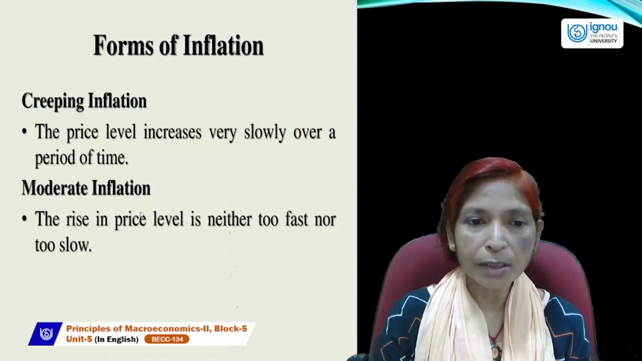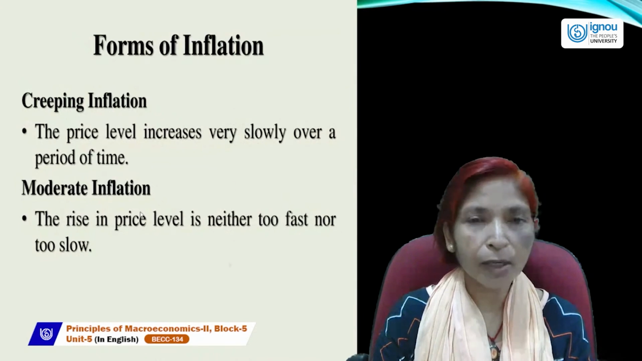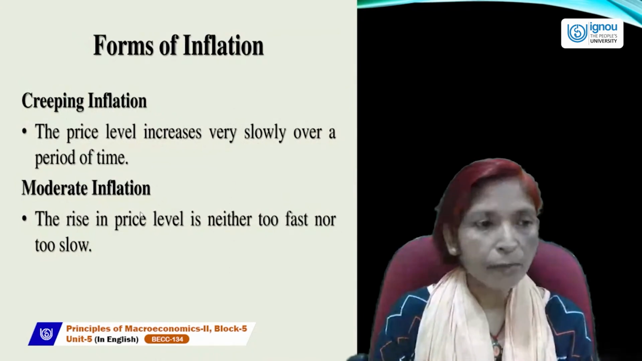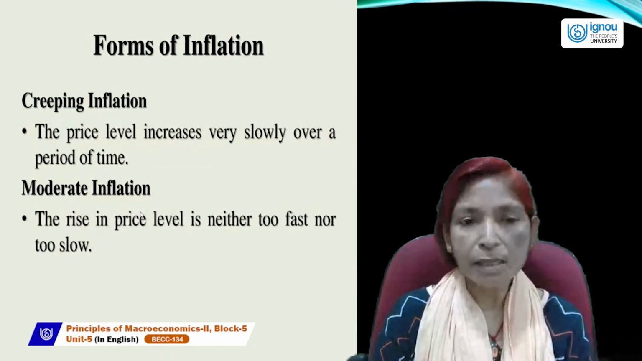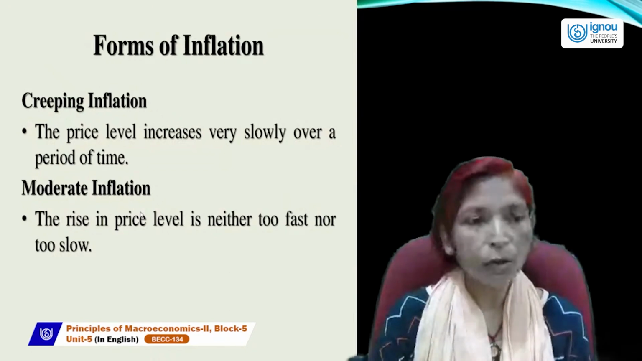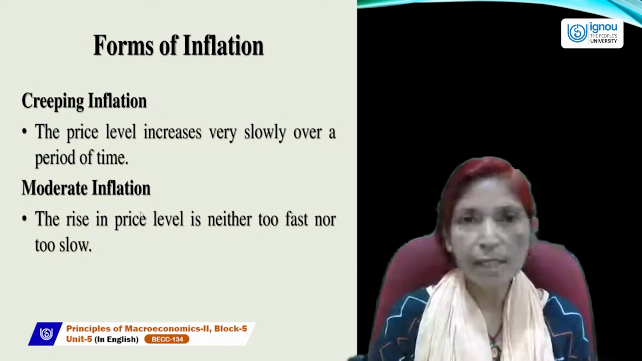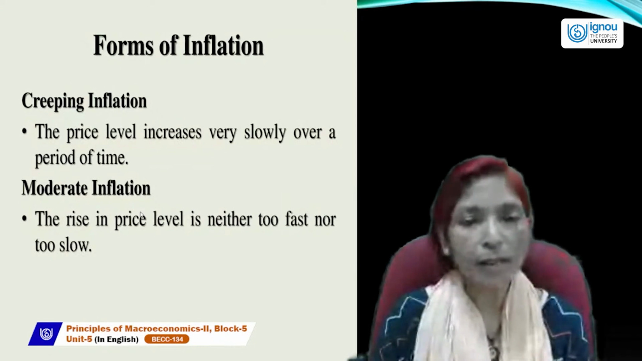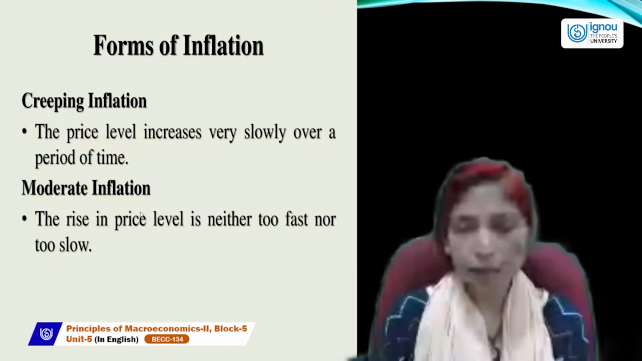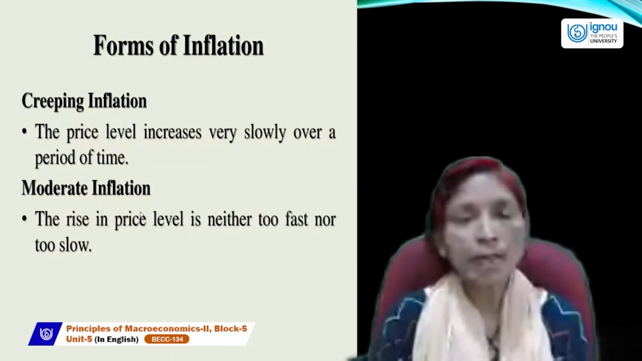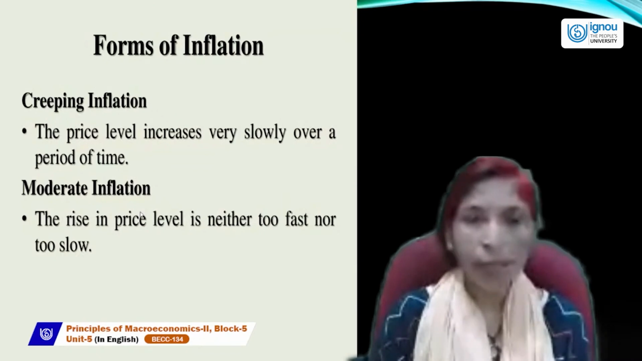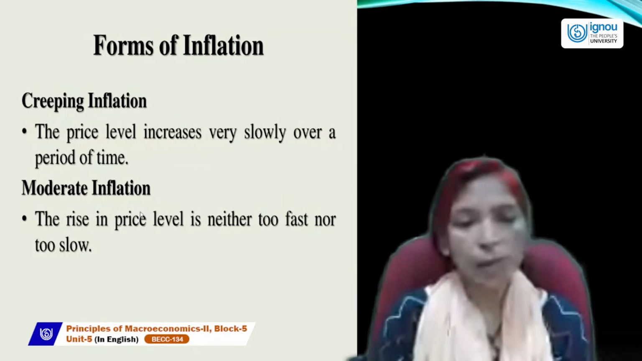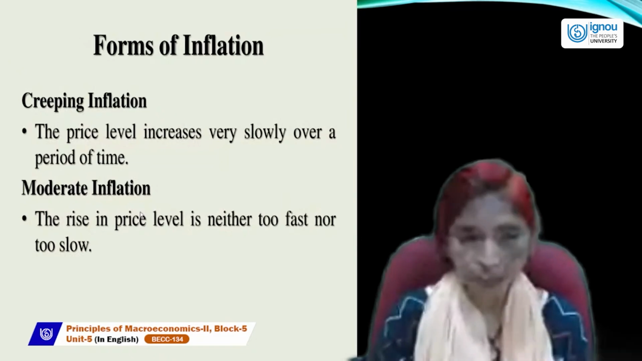Now, what is creeping inflation? You can write the definition of creeping inflation in this form. For example, if the price level increases very slowly over a period of time, like if price increases from 2% to 3% in this range, that is called creeping inflation. It is also known as mild inflation. So creeping inflation is that situation when price level increases very slowly over a period of time.